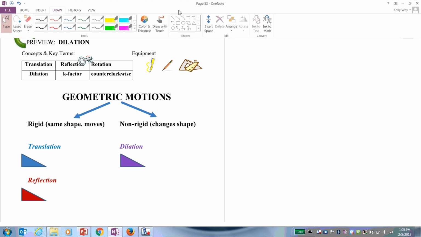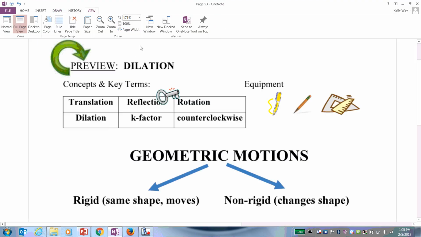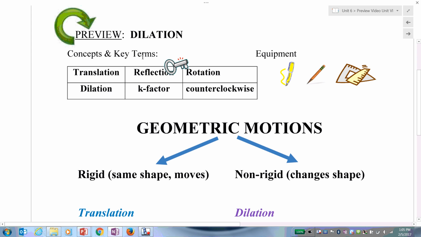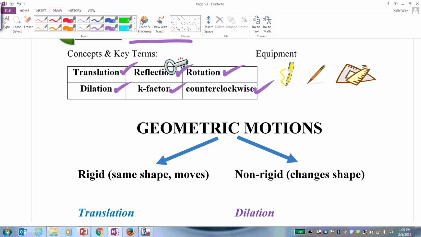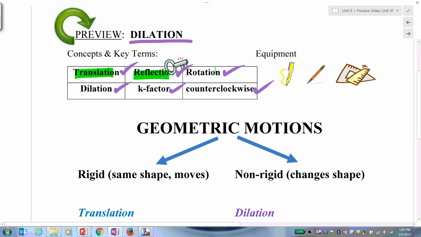Now we're going to shift gears from shapes, and now we're going to talk about movement of shapes. There's 4 motions of shapes that we're going to study. Today we're going to focus on one of those 4. All 4 include translation, reflection, rotation, then dilation. You need to know stuff like k-factor, counterclockwise, and clockwise. So you see our 4 motions: translation, reflection, rotation, dilation. We're going to focus in exclusively on dilation today.